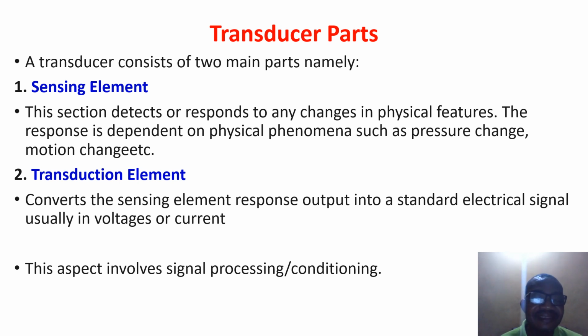The transducer also has the transduction element. The transduction element converts the sensing element response output into a standard electrical signal, usually in voltage or current. The transduction element converts the sensing element response output to an electrical signal in the form of voltage or current. And this aspect also involves signal processing or conditioning.